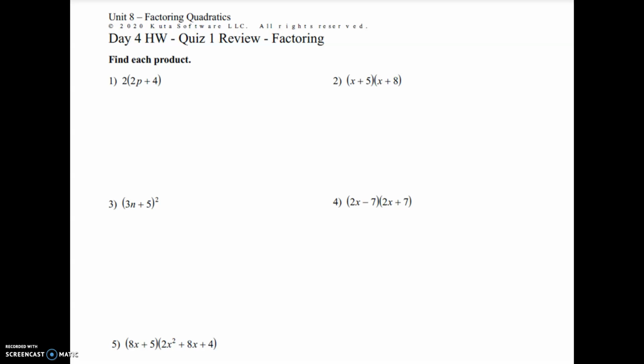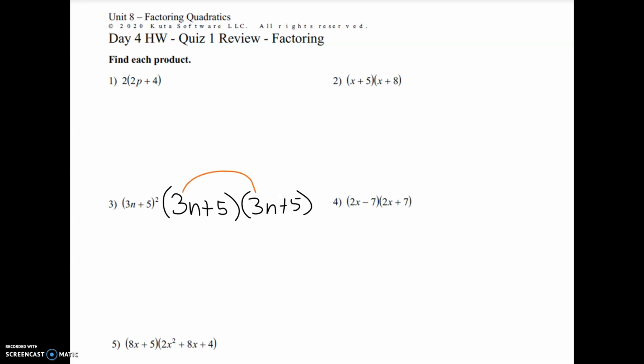Okay, day 4 homework, quiz 1 review. I'm going to do several problems that you might need help going over. So the first one here, number 3, (3n + 5) squared. I'm going to rewrite that problem as (3n + 5) times (3n + 5). I'm going to use the distribution method for this problem.